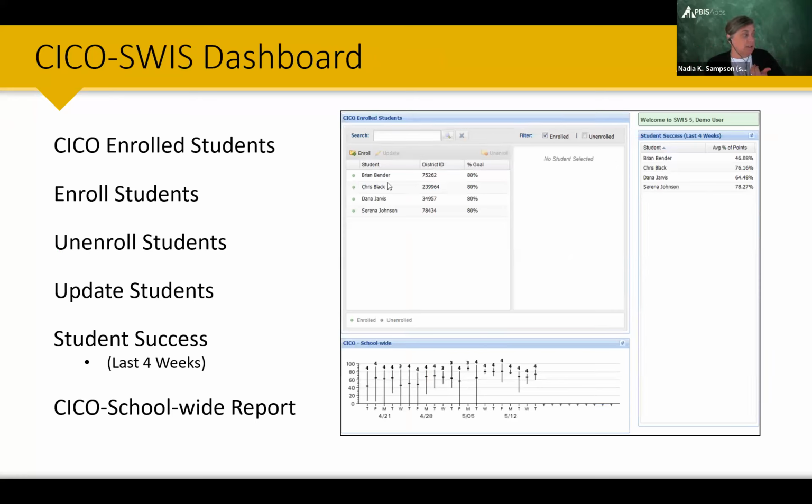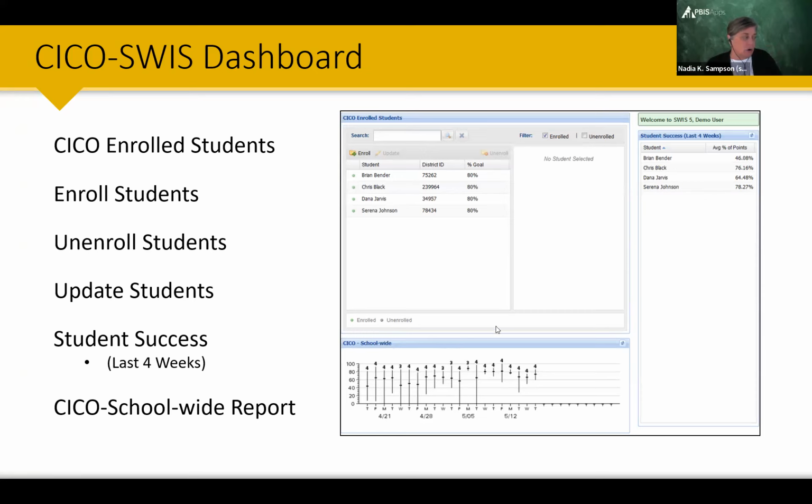This is the check-in, check-out dashboard. This is just an example. These are the students that are enrolled in this particular account. What's their success rate? What's their average percent of points? This is giving me more of a school-wide report, so I can see how are we doing? Are we implementing check-in, check-out so that most of our students are having success?